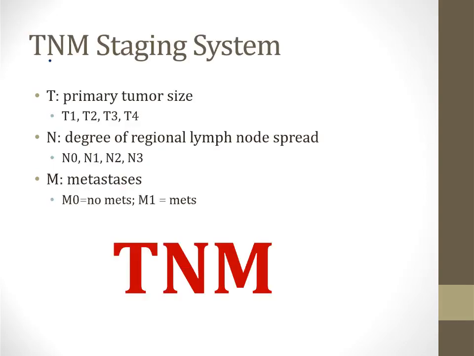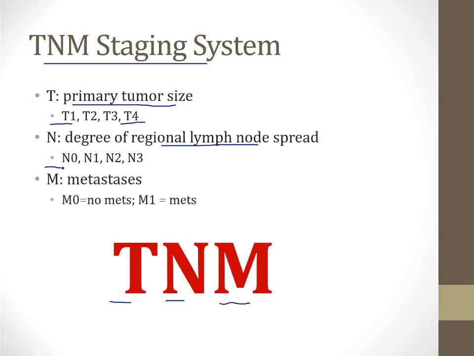On your clinical rotations, you'll often hear clinicians use what's known as the TNM staging system, so let's talk about that now. The TNM staging system gives each tumor 3 numbers, a T number, an N number, and an M number, and each one means a certain thing. So the T number is for the primary size of the tumor. T1 tumors are relatively small and T4 tumors are relatively large. N is for the degree of regional lymph node spread.